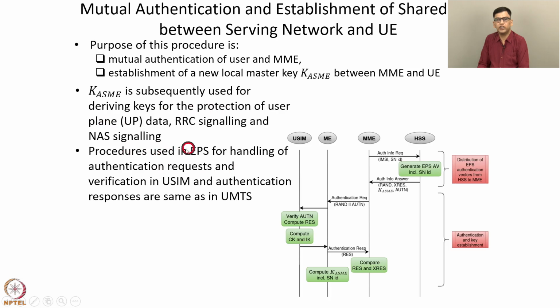The procedures used in EPS for handling of authentication requests and verification in the USIM and authentication responses are the same as in UMTS. So, in particular, this AUTN is used by the SIM card to verify whether the MME is genuine or not, and this response computed by the USIM is used by the MME to verify whether the SIM card is genuine or not. So, that is verified by the MME in this step, where it compares the response with the expected response.